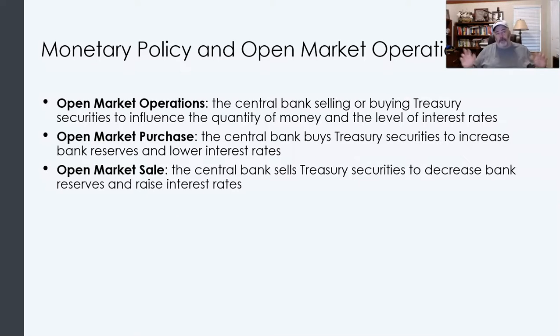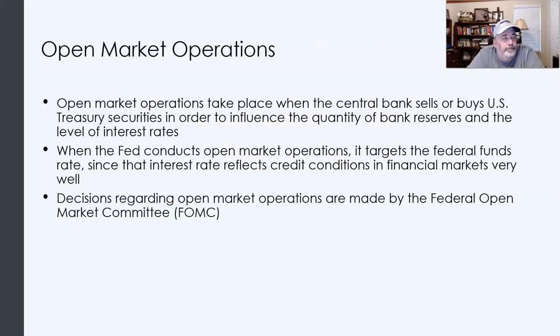All right. Open market operations is buying and selling treasury securities or bonds or T-bills or whatever you want to call them to influence the quantity of money and interest rates. A purchase is the central bank buying treasury securities to increase bank reserves and lower interest rates. They sell, decrease bank reserves, raise interest rates. Open market operations.